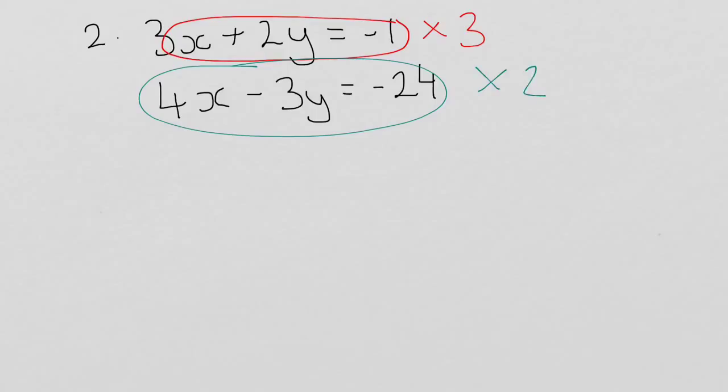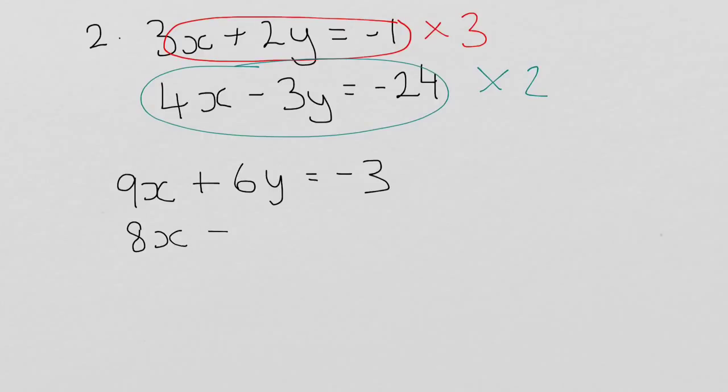So let's rewrite our new equations. Sorry, not 6x, we're multiplying by 3, so it's 9x plus 6y equals negative 3. Make sure you multiply everything by 3. And then the second equation, we're going to have 4 times 2 is 8x minus 6y equals negative 48. Now we have our new equations.